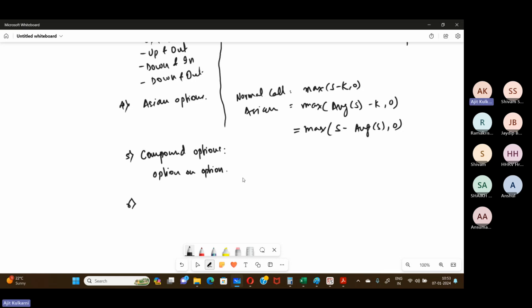And then you have chooser options, where you get to choose whether you want to buy a call or put. This is similar to compound, but here you get to choose whether the underlying is going to be a call or put. So you have chooser options.